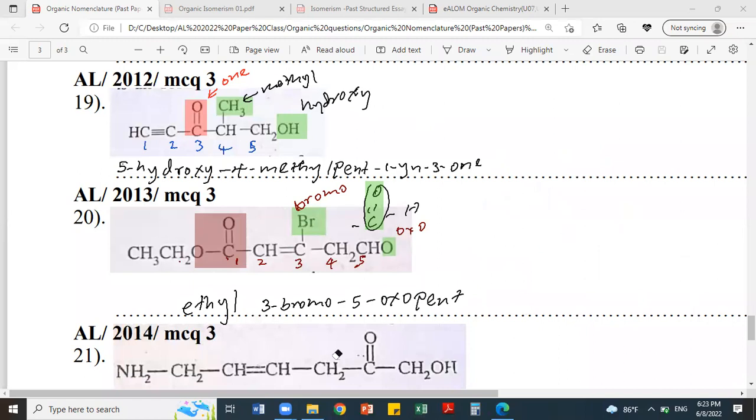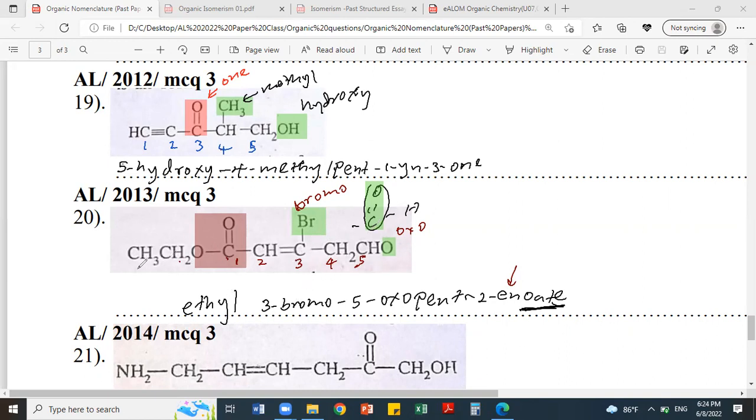Right, 5-oxopent. Why pent? There are 5 carbons in the chain. Pent, and at the beginning of which carbon is the double bond? 2-en-oate. Why -oate? Because of the ester, the name ends in -oate. Why en? The double bond is at the beginning of the second carbon. Why pent? 5 carbons in the longest chain. Why oxo? On the fifth carbon there's an oxygen attached. And why 3-bromo? On the third carbon a bromine is attached.